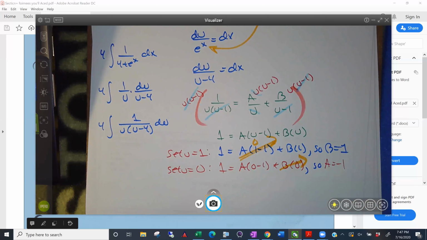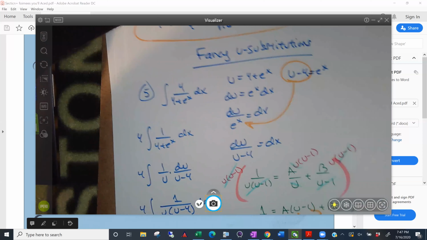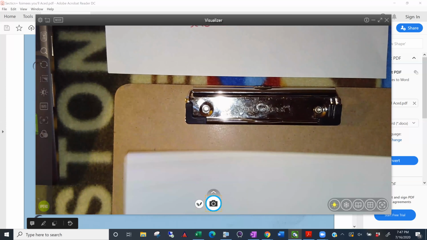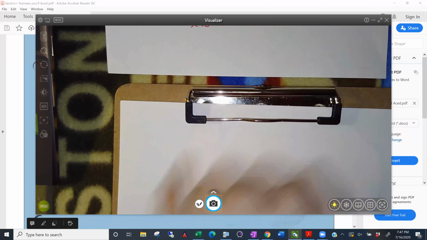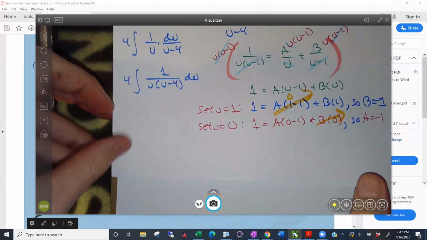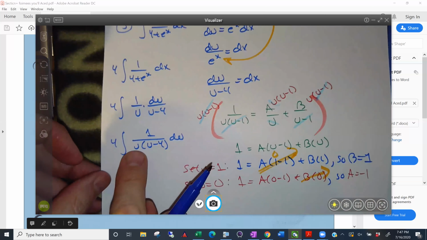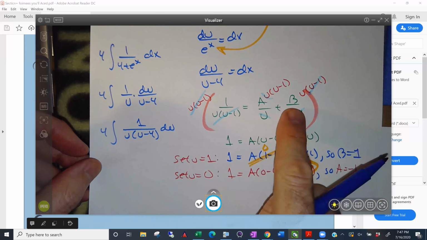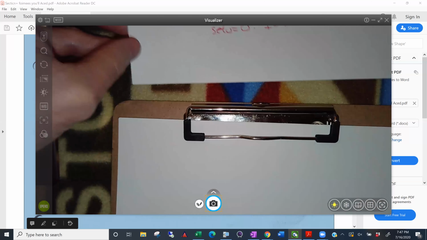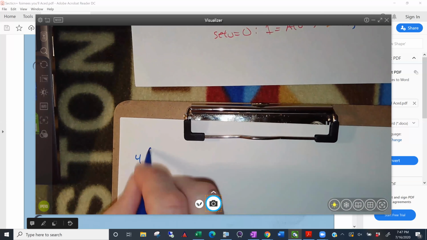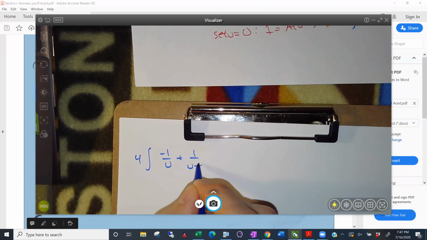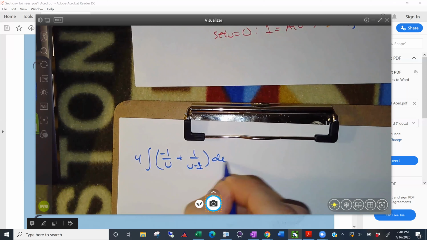Almost done. We got our partial fraction decomposition. Let's rewrite the integral. We can integrate, substitute back, and then solve. So this is where we're at. It decomposed like this. I had a negative 1 over u plus 1 over u minus 1. So 4 times the integral of negative 1 over u plus 1 over u minus 1 du.